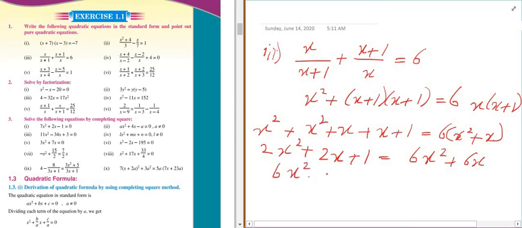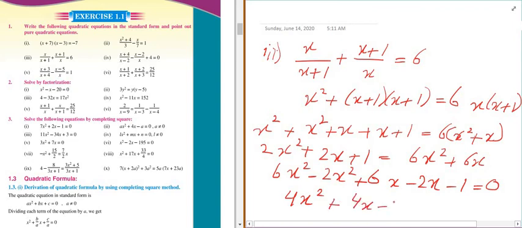6x square minus 2x square plus 6x minus 2x minus 1 equals to 0. Now add and subtract the like terms. We get 4x square plus 4x minus 1 equals to 0. Now b is 4, so this is also not a pure quadratic equation because b is 4, not 0.